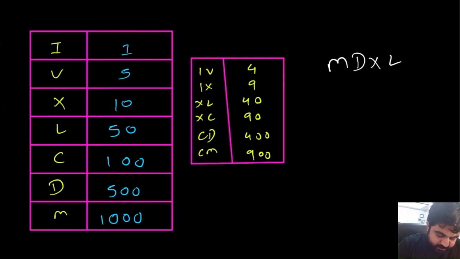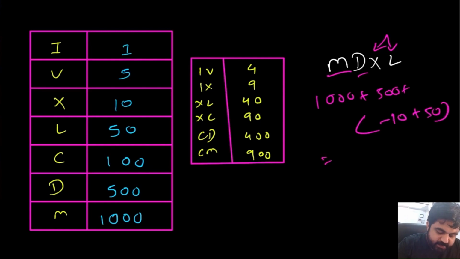So in this case, let's see what the answer is going to be. M is going to be 1000, then same way this D is going to be 500. That is okay. But when this X and L come, now what we will have to do is minus 10 plus 50. So in this case, the answer is going to be 1540, and this is how we need to represent it. So the logic is actually quite simple if we try to understand.